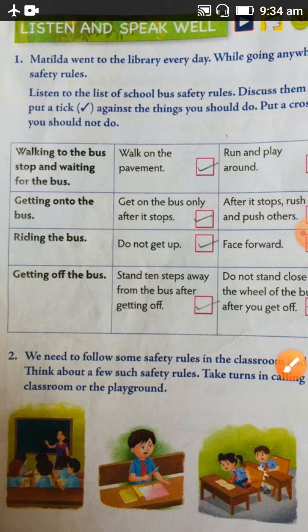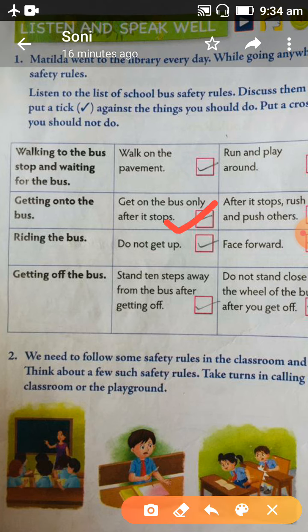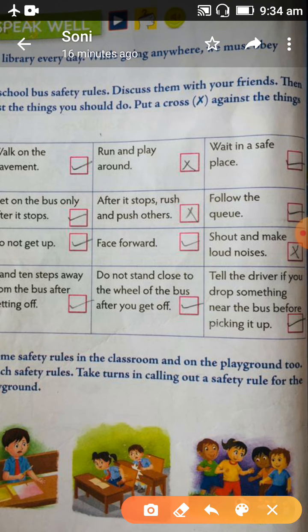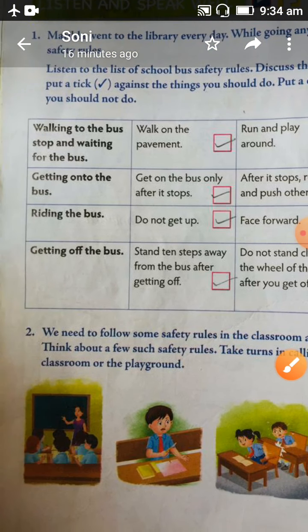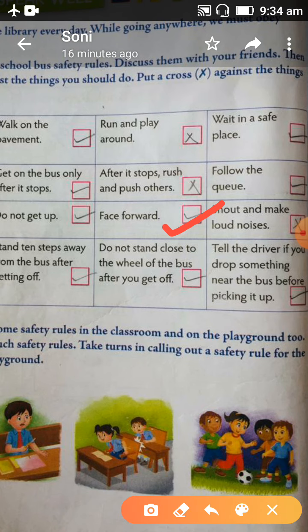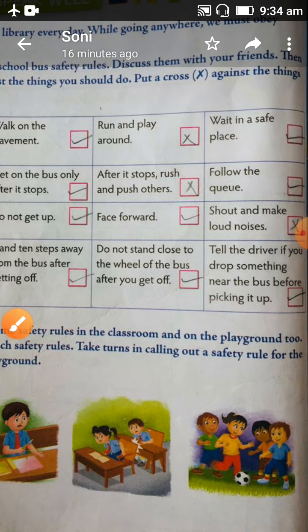Next one is getting onto the bus. When you are getting onto the bus, get on the bus only after it stops. Exactly, this is correct. Then after it stops, rush and push others? No. Then follow the queue? Yes, we have to follow the queue. Next one is riding the bus. When the bus is going on, don't get up. Yes, it is correct. We should not get up. Next one is face forward. Yes, we should face forward. Next, shout and make loud noises. No.